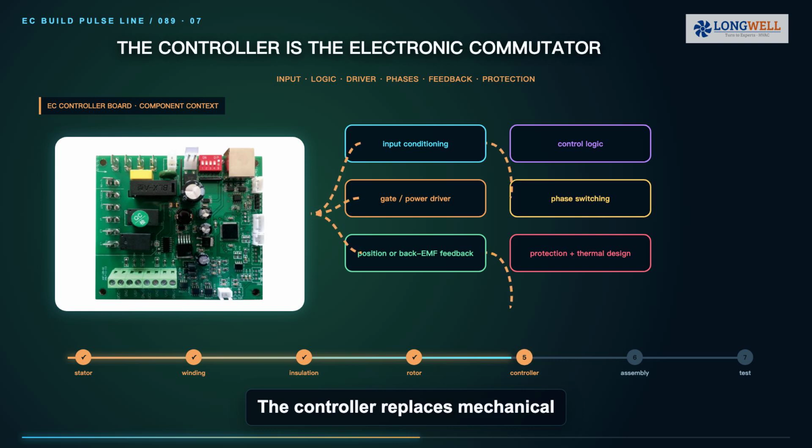The controller replaces mechanical commutation with electronics and logic. Depending on the architecture, it conditions the input, drives phase switches, reads position sensors or estimates position, and applies protection. Layout, components, firmware, and thermal design form one control system.